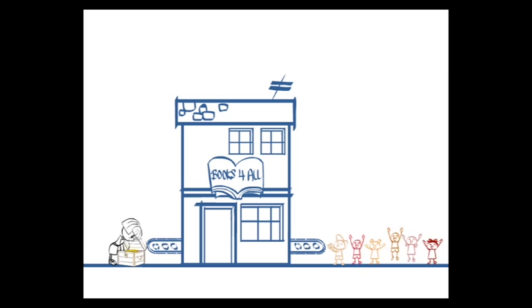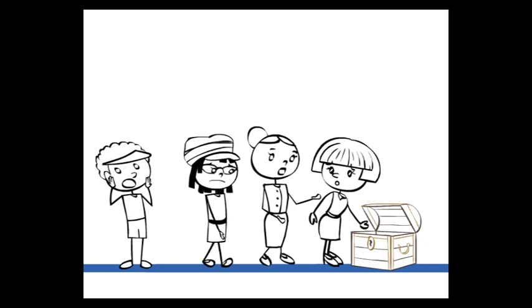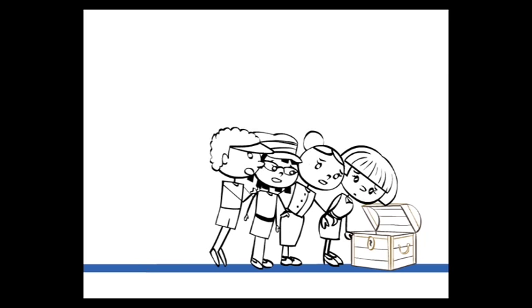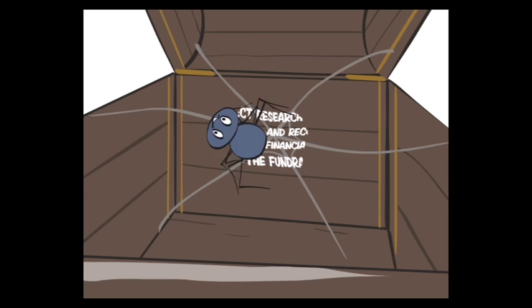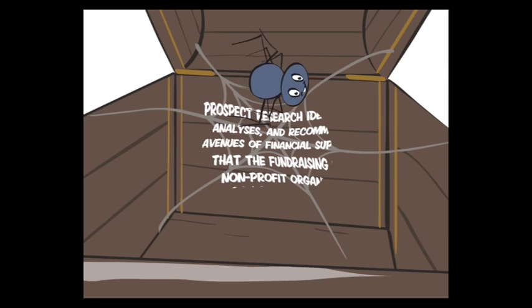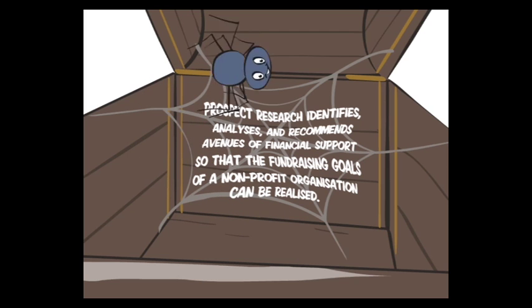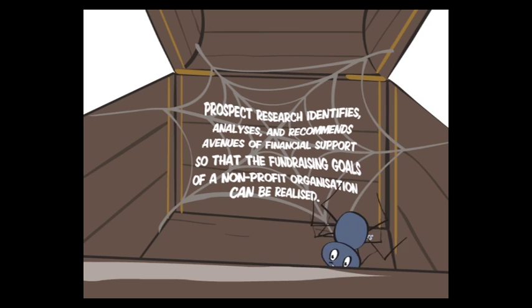So you've built up your organization and you're practicing good governance. But you still need sustainable donor funding. You and your board need to keep the donors you have, reconnect with past donors, and try to expand your donor base by doing prospect research. Prospect research identifies, analyzes, and recommends avenues of financial support so that the fundraising goals of your non-profit organization can be realized.